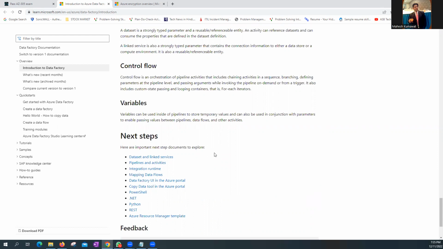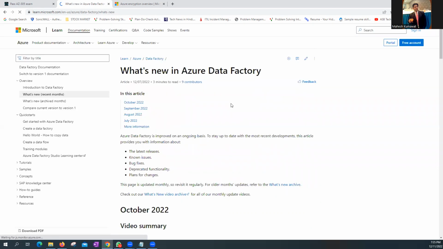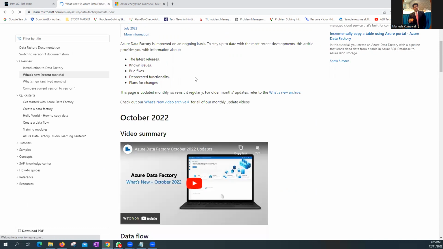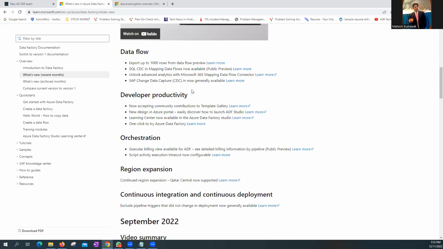So the thing is, you use your money in a sensible way, right? Suppose I'm talking about some recent months, what's new in Data Factory. It is going to be updated all the time. In October 2020, these articles were updated, and the releases will be there.